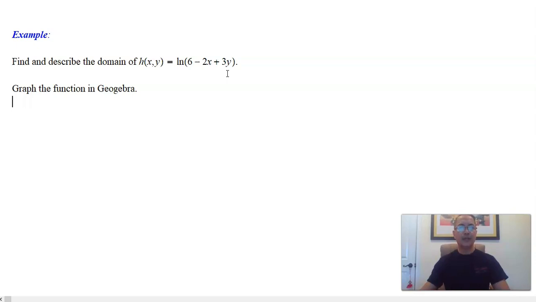Just like you can only take the square root of a positive number or 0, you can only take the logarithm of a number which is positive. 0 is not allowed anymore. ln of 0 is undefined. So we must force this number, 6 minus 2x plus 3y, to be greater than 0 this time. We must satisfy this inequality, right?